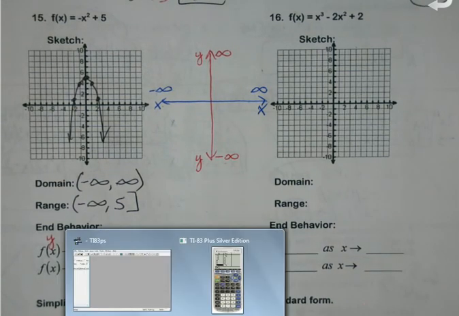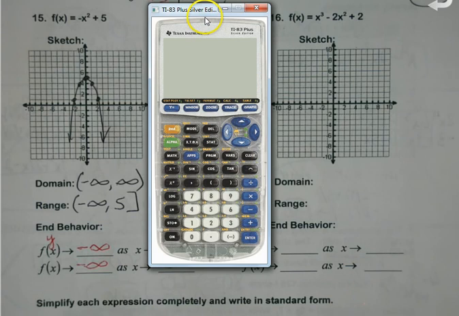But don't sit there smacking your head against the wall the entire time trying to figure out how am I going to graph this? Just type it in. Just keep life simple.